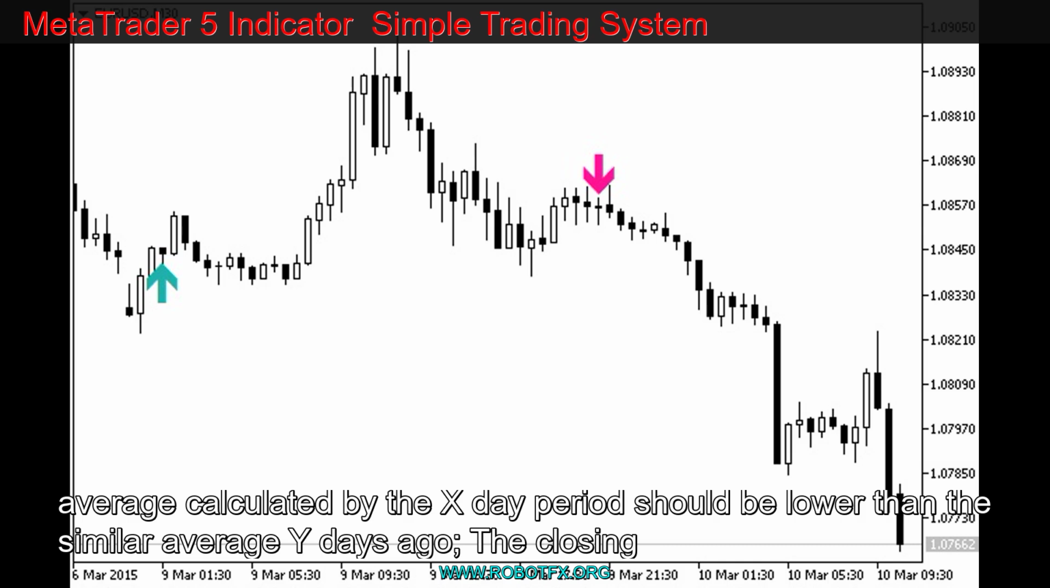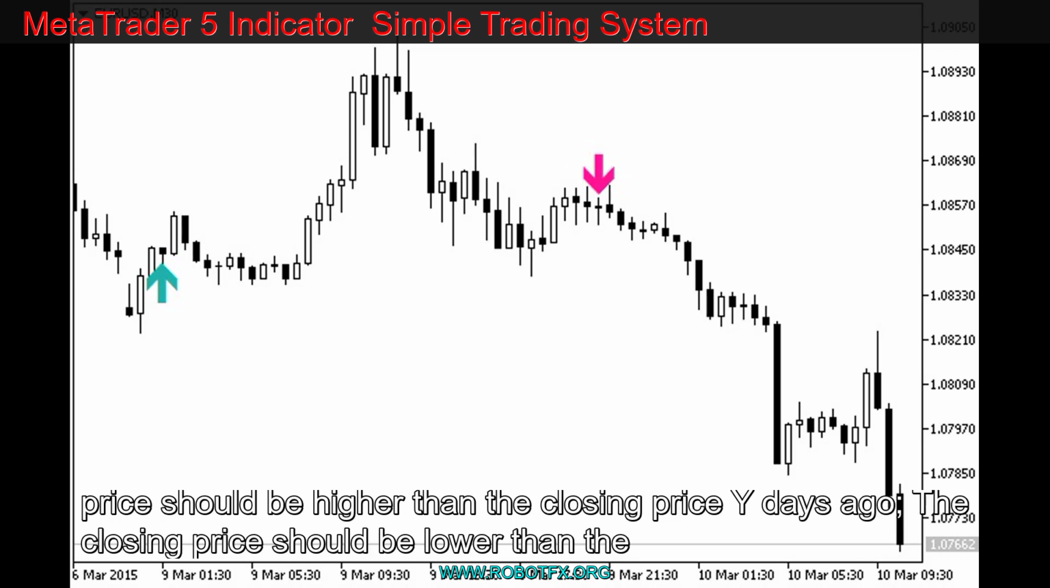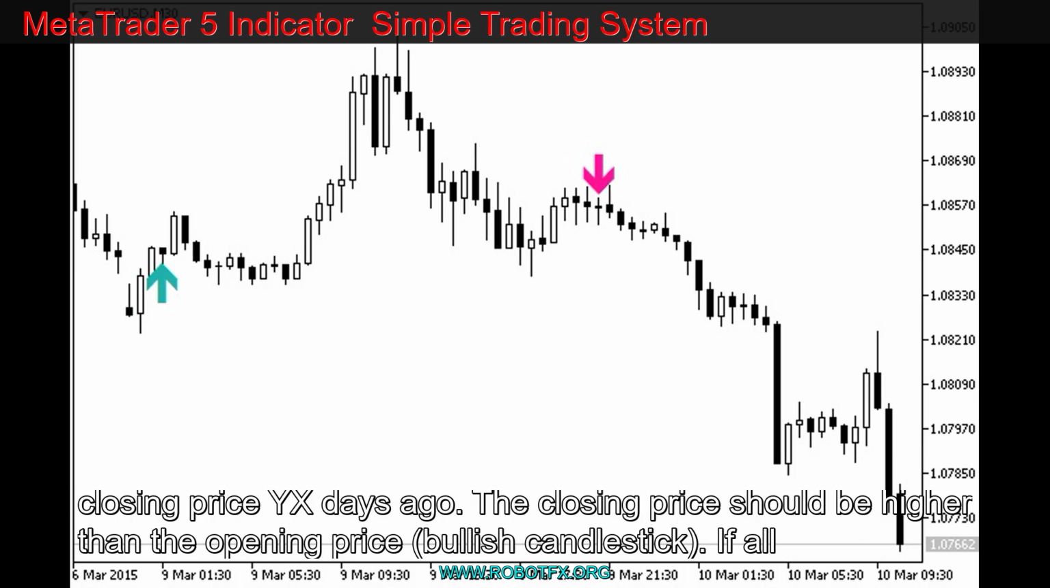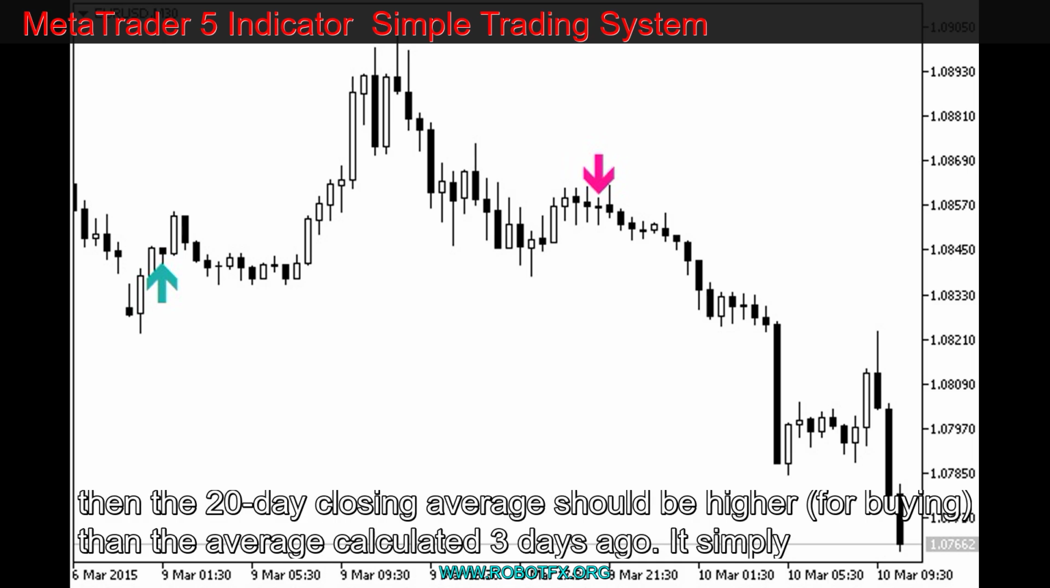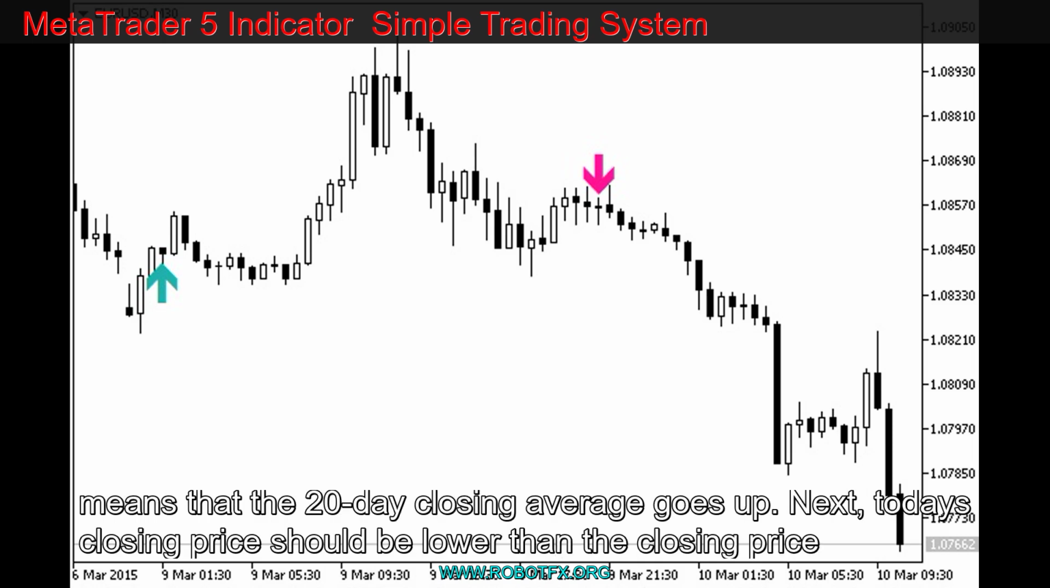For example, if X is 20 and Y is 3, then the 20-day closing average should be higher for buying than the average calculated 3 days ago. It simply means that the 20-day closing average goes up. Next, today's closing price should be lower than the closing price 3 days ago. It helps to determine if there would be a pullback before entering the market. Finally, the price should also be higher than 23 days ago, even if it is lower than 3 days ago. That way we check for an increasing moving average.